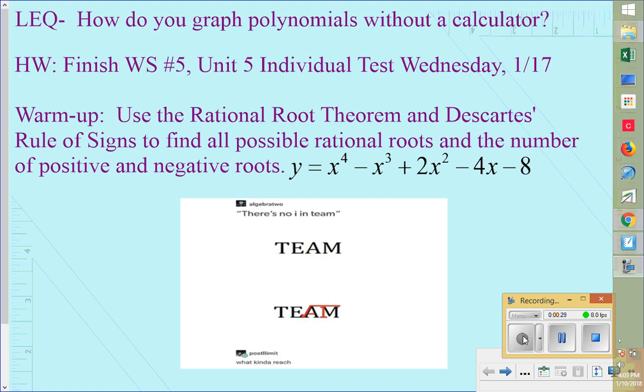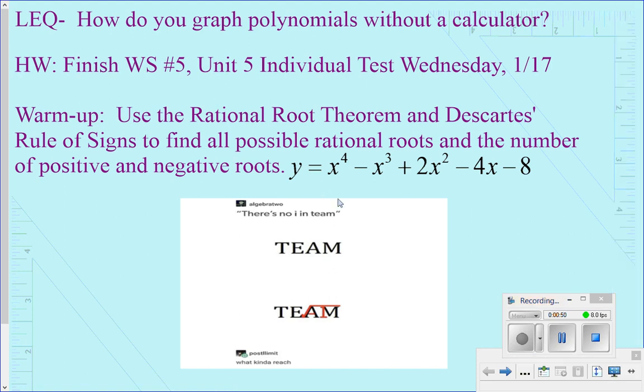So take a moment, pause the video, try that, do rational root theorem and Descartes' rule of signs, and find all of the possible rational roots and the number of positive and negative roots. So let's go ahead and do that now. So first, why don't we do Descartes? So I'm going to count sign changes here.